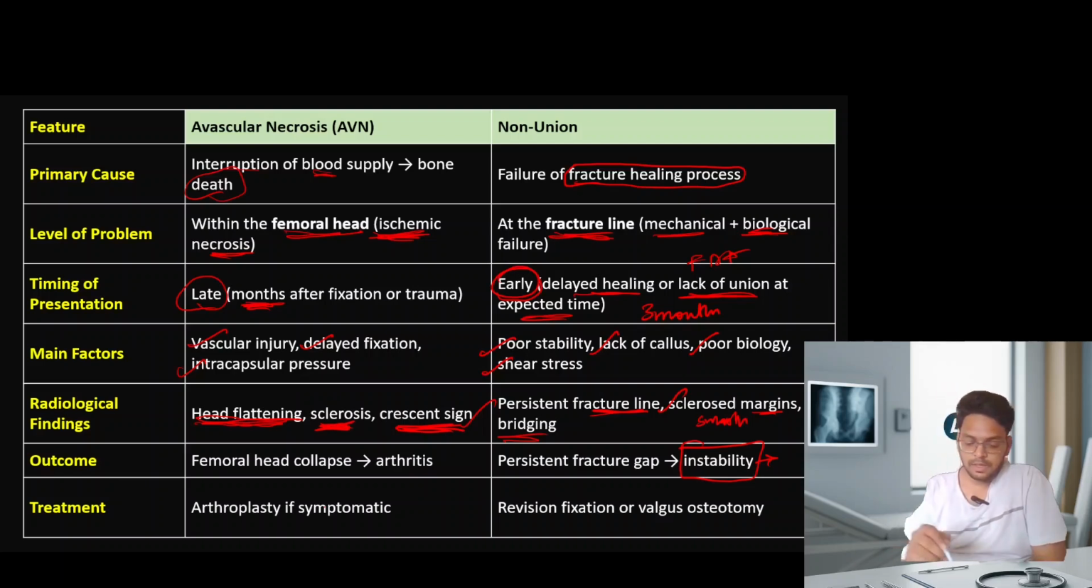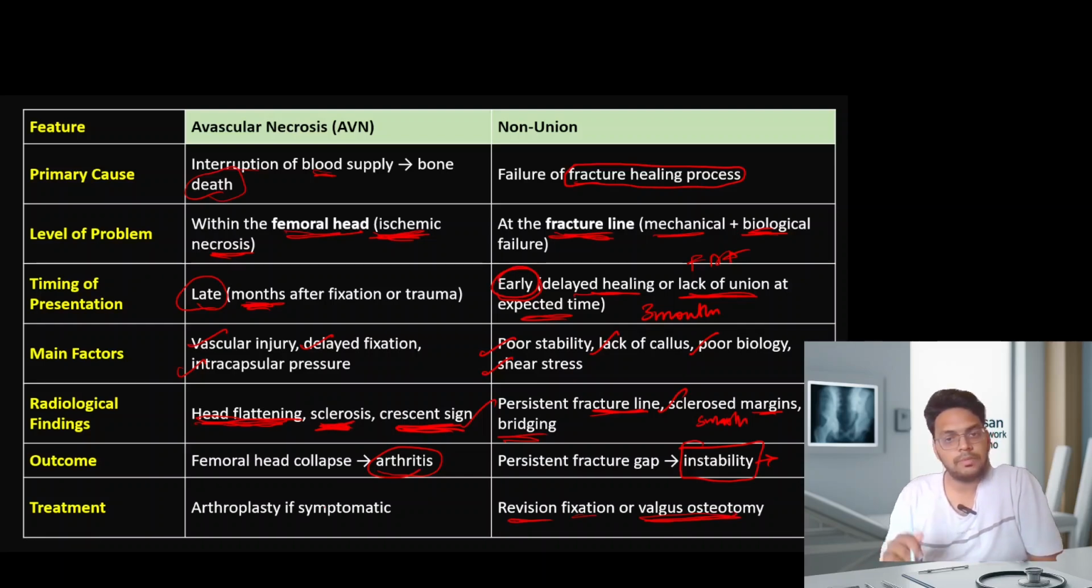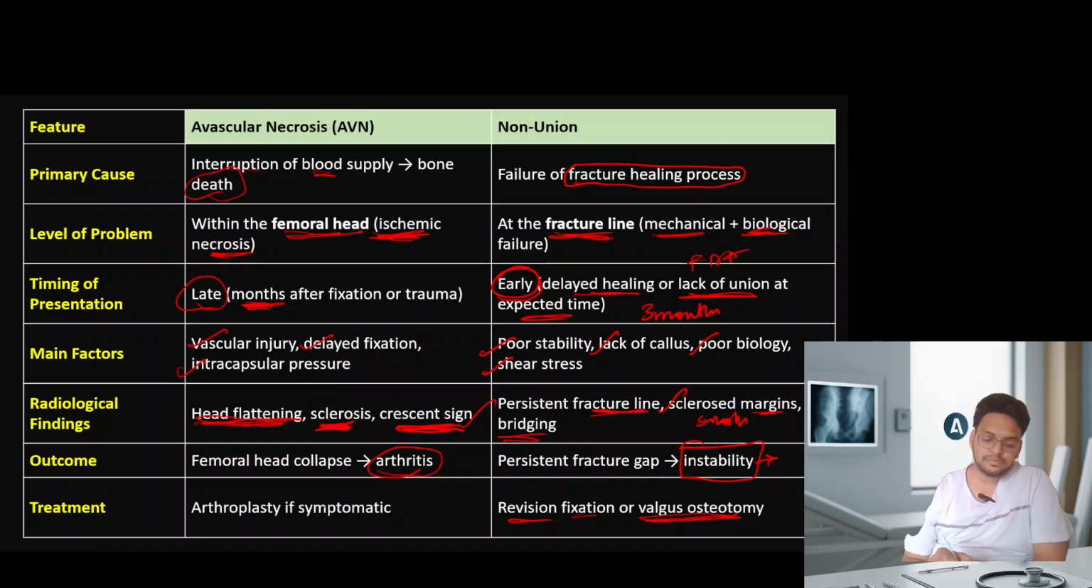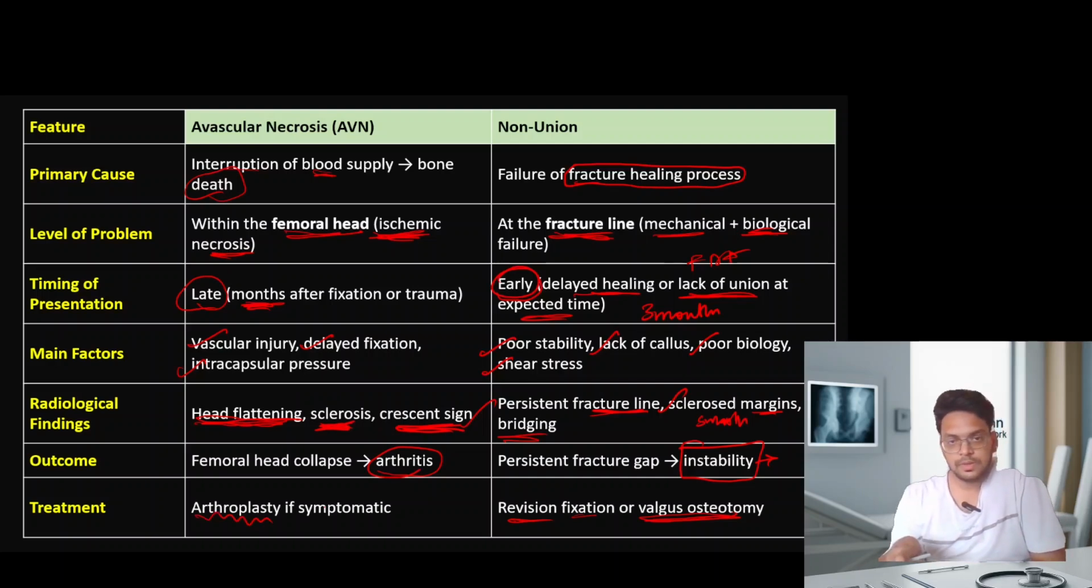Okay. And the outcome of avascular necrosis is the joint gets destroyed, that is osteoarthritis of the hip joint will occur. What is the final treatment for non-union? We have to revise the fixation, or we have to do a valgus osteotomy of the neck. This valgus osteotomy I will be discussing in detail in non-union neck treatment. Okay. And what is the treatment of AVN? We do a joint replacement, that is arthroplasty.